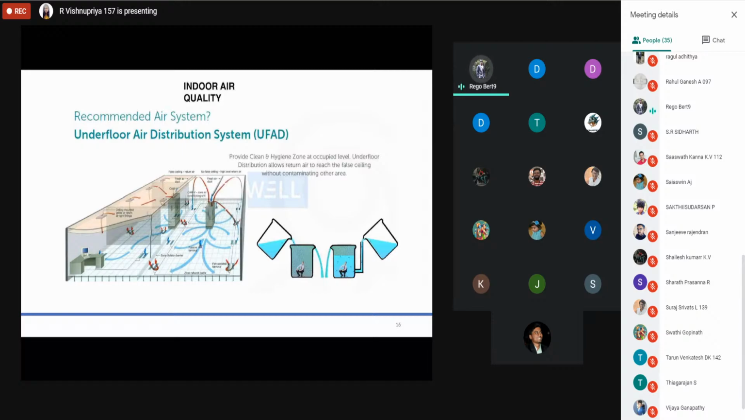Here, if you see, underflow distribution is nothing but adding air from the bottom, and we are taking the return in the false ceiling. The concept is very simple. There is no cross contamination, because all air is being supplied from the bottom, and the particle dust is getting taken from the top.